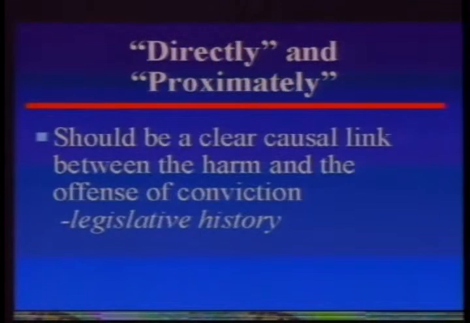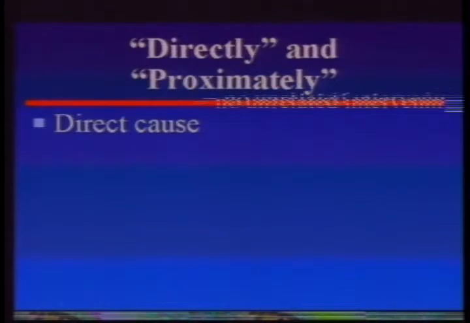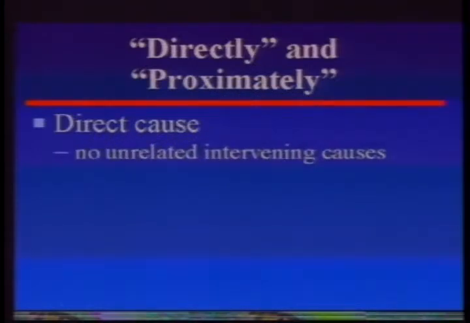One of the few clues we have is some legislative history, and the legislative history talks about that there must be a clear causal link between the harm and the offense of conviction. That's not real helpful, but at least it is telling us that there needs to be a clear link, not a maybe link. Directly and proximately are different. Directly conjures up the idea of nothing interfering, a direct line of causation, no unrelated intervening causes, if you will.